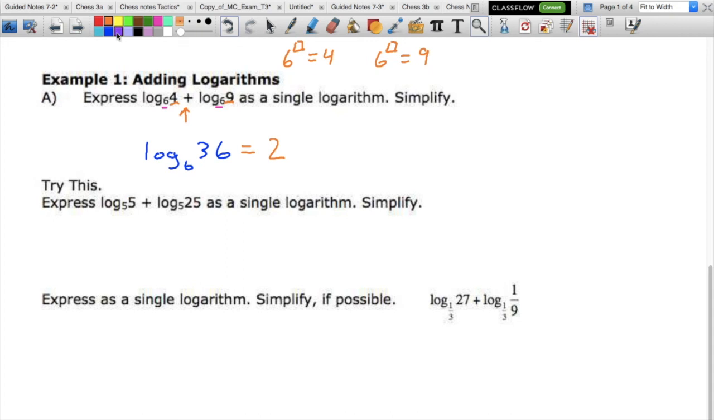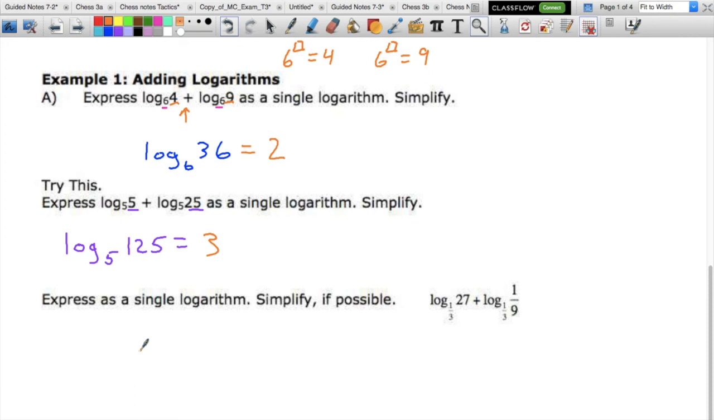But let's write it as one log. We can say log base 5, and what do we do with these numbers? What do we do with this and this? Multiply them. What's 5 times 25? 125. And then you say to yourself, well, 5 to what power is 125? That's 3. And so we get the same answer either way. Question?